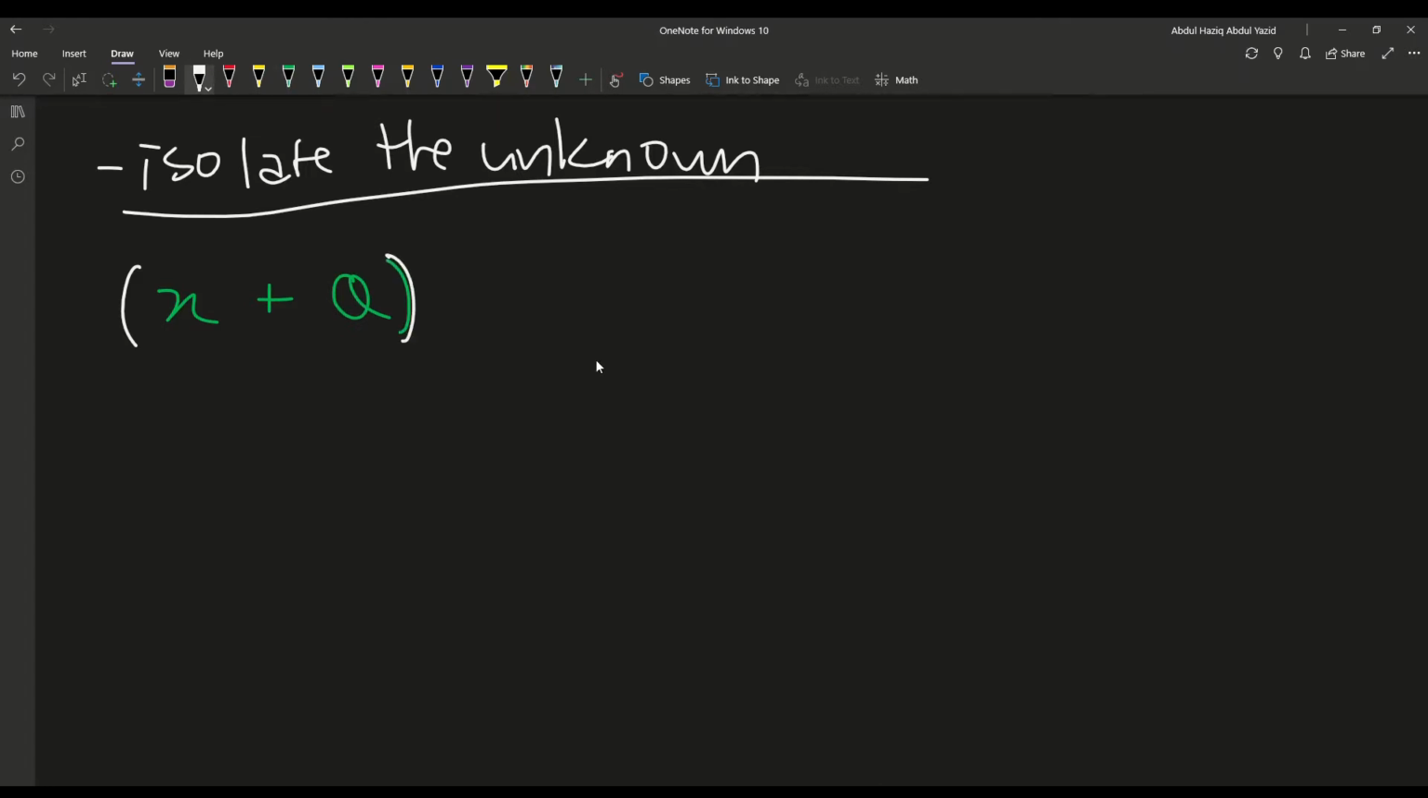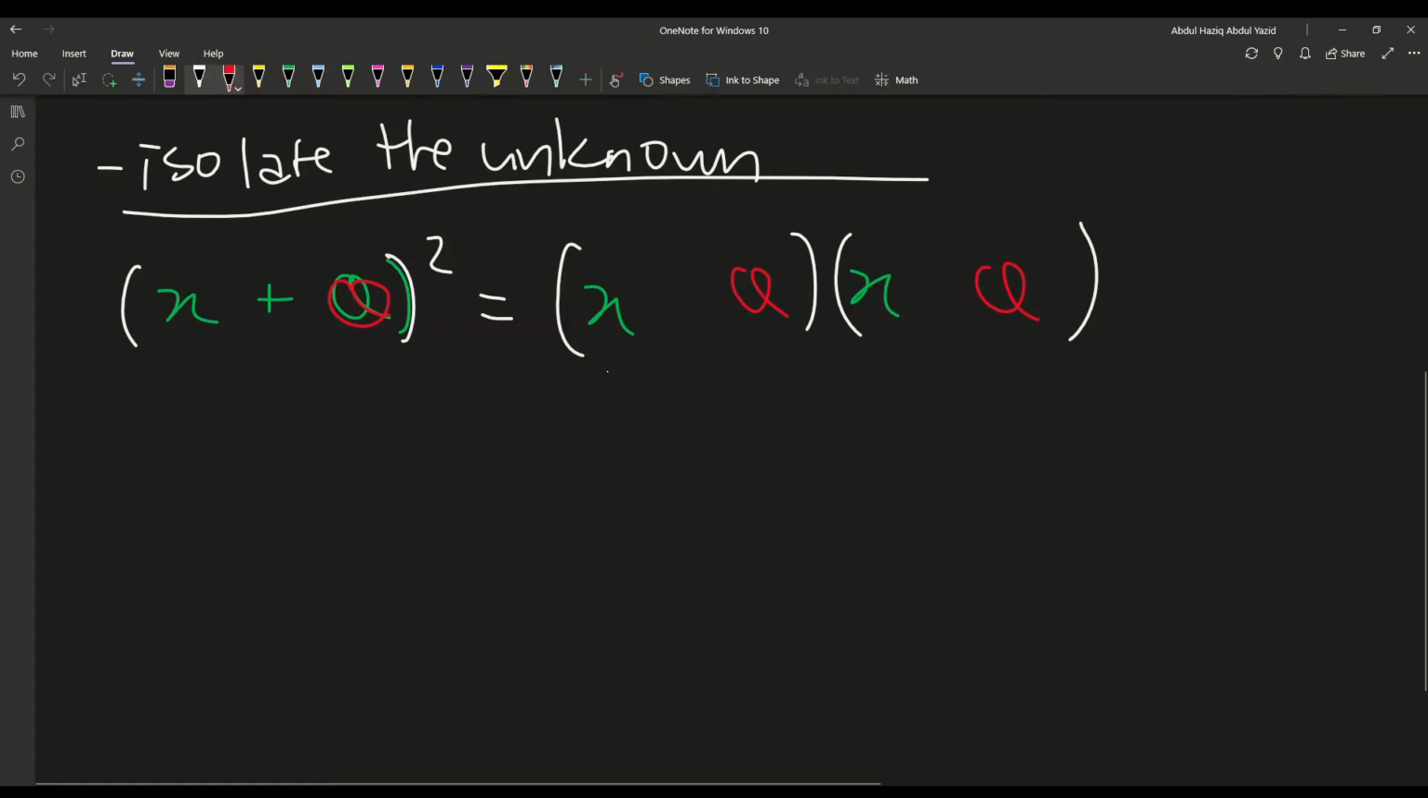Now, as it turns out, if you square this and open it up using the FOIL method, this is what we'll get. We'll have an x, and I think I will use a different color for this q. Maybe let's go for a red. Alright, so this is what we'll get. Now I'm going to use pink to show the direction of the FOIL method.